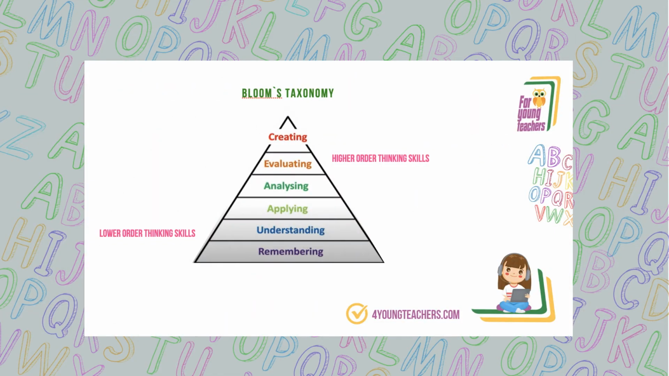Bloom's taxonomy is a classification system used to define and distinguish different levels of human cognition, such as thinking, learning, and understanding. The 6 levels are remembering, understanding, applying, analyzing, evaluating, and creating. Bloom's taxonomy can be represented as a pyramid from the lower order thinking skills on the bottom to the higher order thinking skills on the top. Let's take a look at the details of the higher order thinking skills.